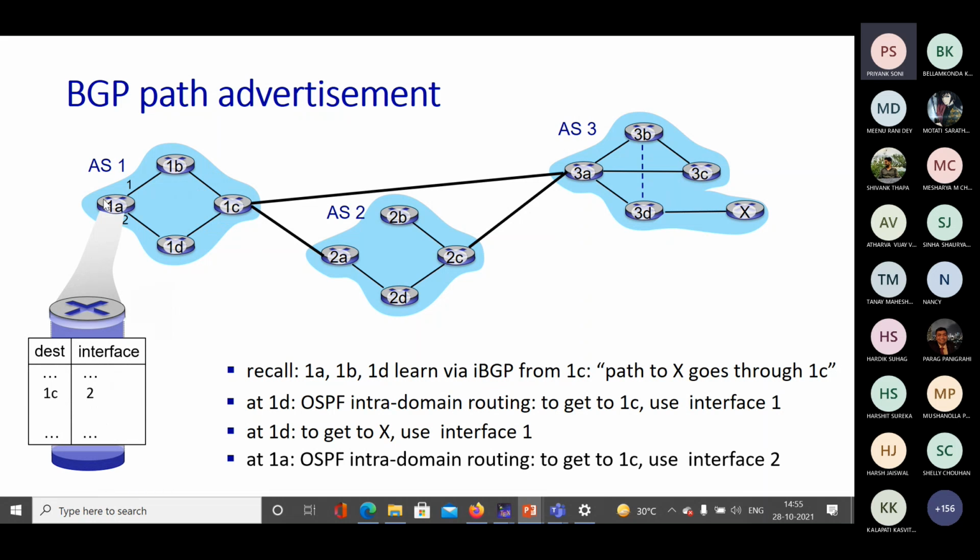Similarly, at 1A also, if information is to be sent to 1C from 1A, then also OSPF intra-domain routing is used and the information is sent via interface 2. Okay, and also if the datagram is destined to X, in that case also interface 2 is used.